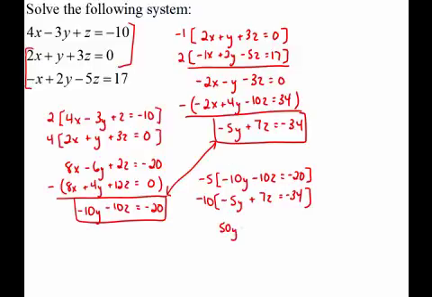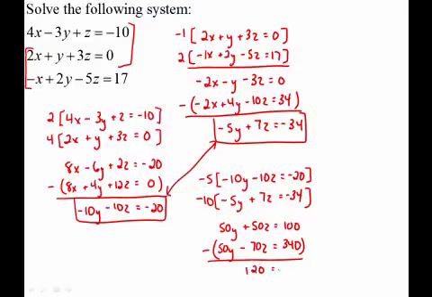So 50y plus 50z equals 100. 50y minus 70z equals 340. And so now when I subtract, the 50y's go away. 50 plus 70 is 120. And 100 minus 340 is negative 240. Sorry, 120z. Divide both sides by 120. And we end up with z equaling negative 2.